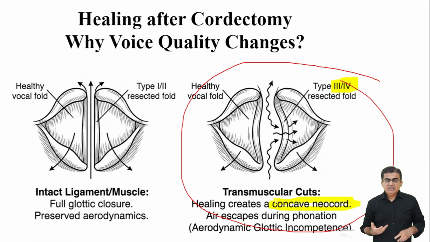Look closely at the wavy black arrows here. Because of this concave shape, a permanent physical gap remains when the vocal cords try to close. Air continuously escapes through this open gap during phonation. We clinically define this exact mechanism as aerodynamic glottic incompetence. This continuous air escape is the absolute mechanical reason why your patient will suffer from a permanently breathy and raspy voice.